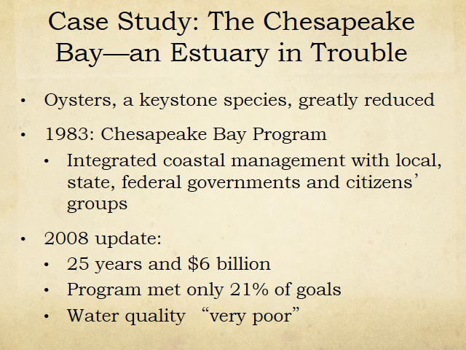And in 1983, there was this program called the Chesapeake Bay Program, and they were going to do all of these things, and it was going to be amazing. And they did all of these things, and none of them really worked. So 25 years later, $6 billion later, basically the water quality is still very poor, and the program hasn't met almost any of its goals. So the Chesapeake Bay is still an estuary in trouble.